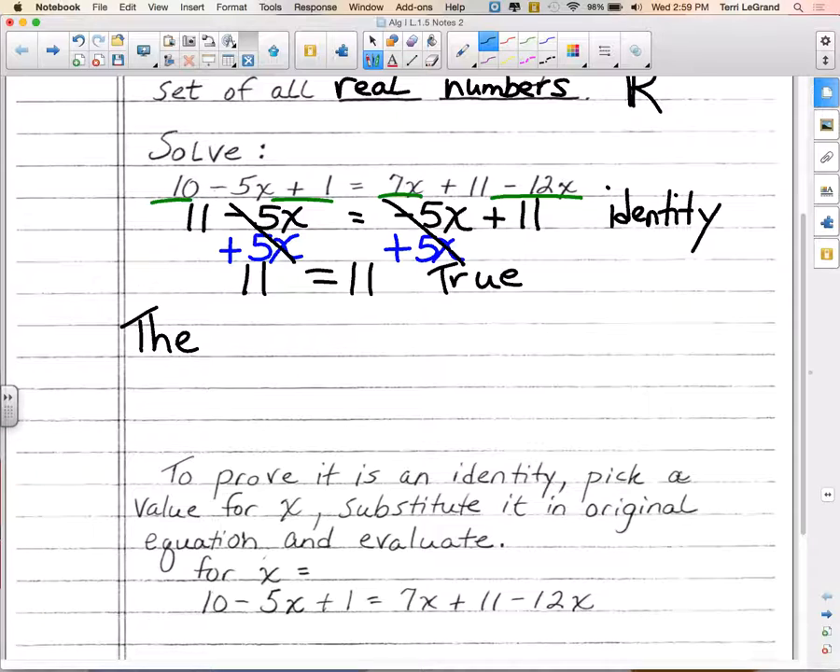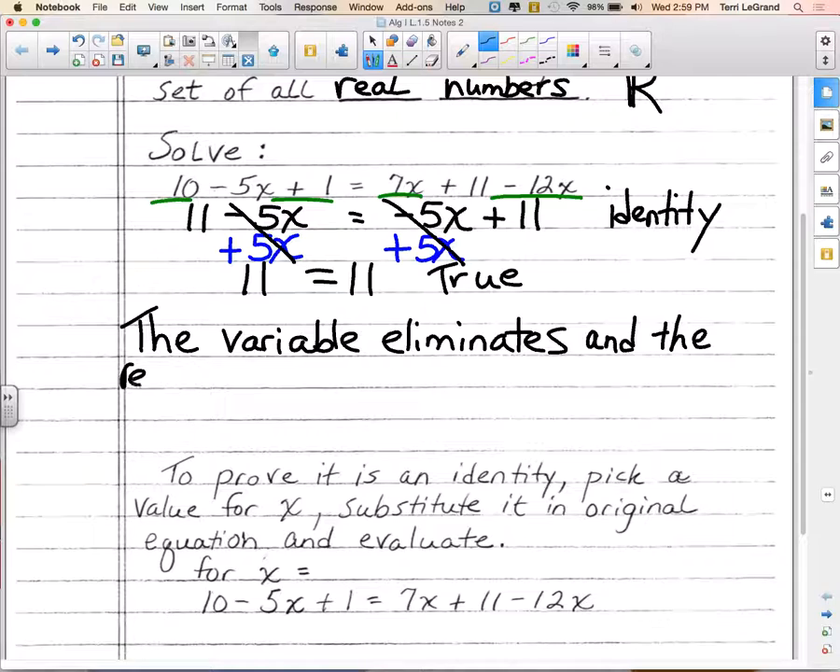Let's write down what should really actually end up happening. The variable eliminates. In other words, it disappears. You can't say, here's what x equals because it's no longer there. It's gone. The variable eliminates, and the resulting statement is true. It's going to be a long sentence. The variable eliminates and the resulting statement is true.